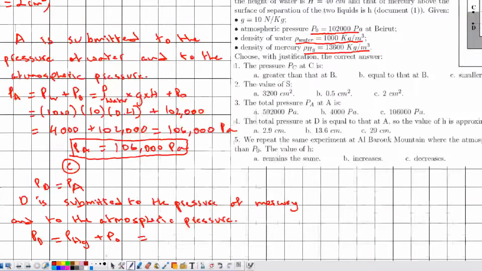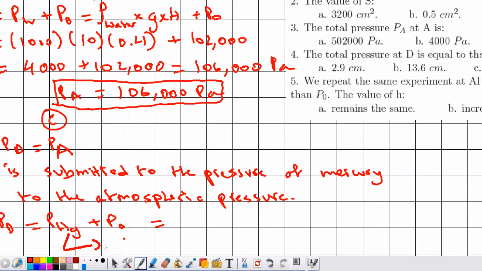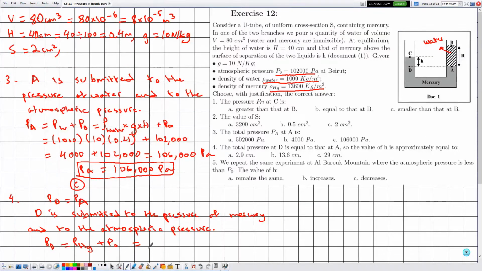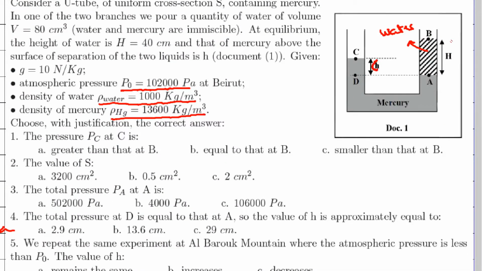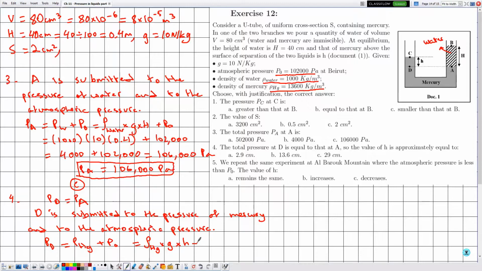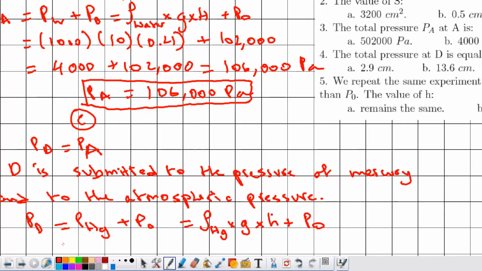Now PHG is the pressure due to mercury, which is given by the density of the liquid times G times the depth at which you are calculating the pressure. So the density of mercury is denoted by rho Hg multiplied by the value of G multiplied by the depth at which you are calculating the pressure, which is small h, plus P0. Now as we can notice, since we are interested in determining the value of H, for this reason we have determined the total pressure at the point D, and also because they are telling us that the pressure at the point D is equal to the pressure at the point A.